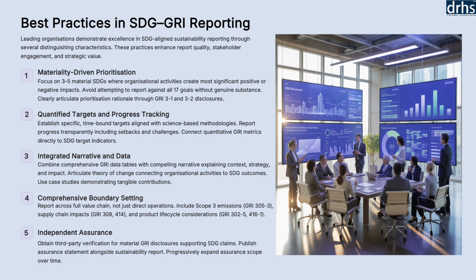5. Independent assurance. Independent assurance is a critical credibility enhancer. Obtaining third-party assurance over material GRI disclosures increases confidence in SDG claims, improves internal controls, and reduces greenwashing risk. Progressive organizations expand assurance scope over time, moving from limited to reasonable assurance as data maturity improves.